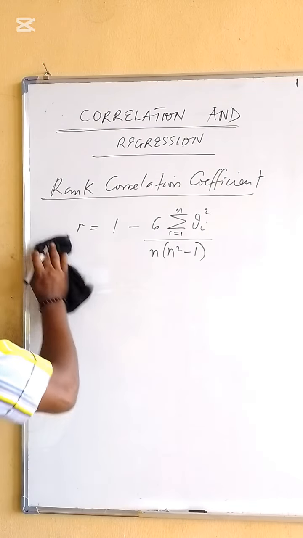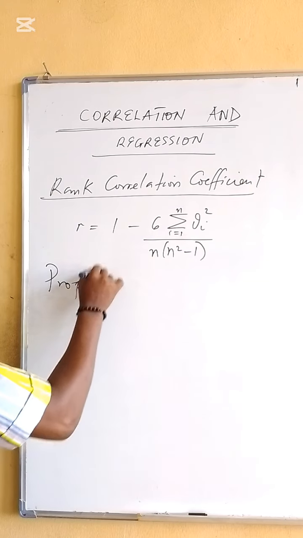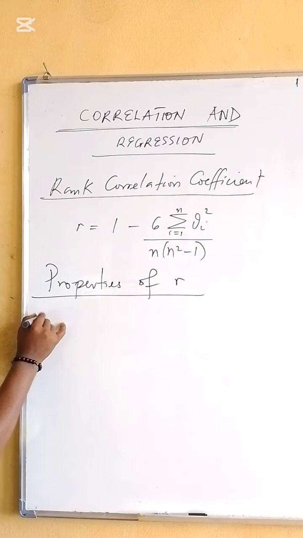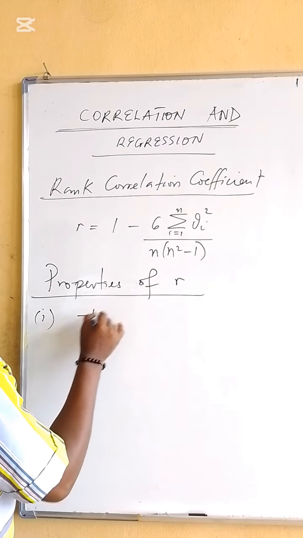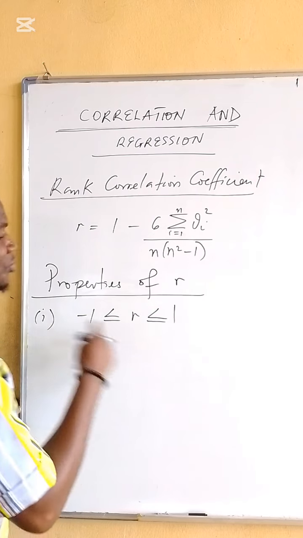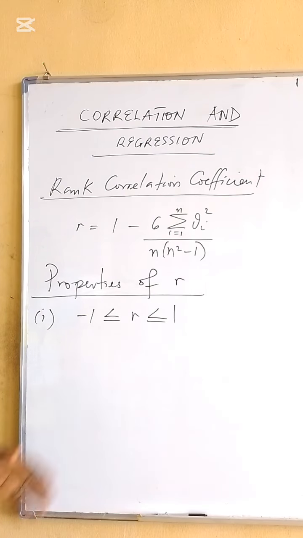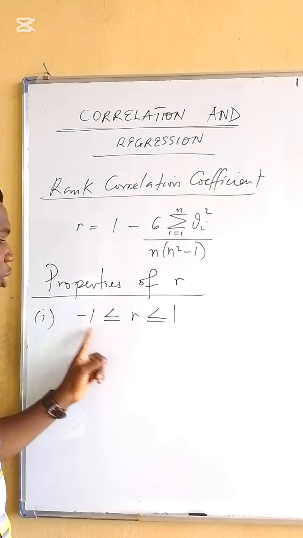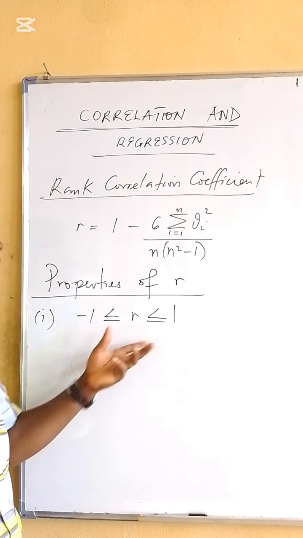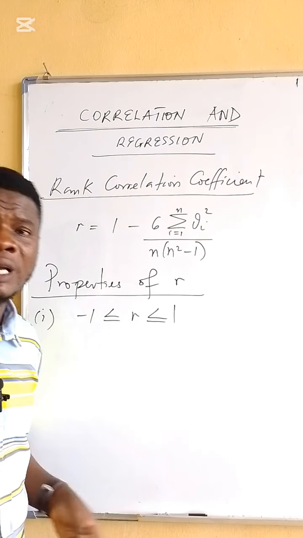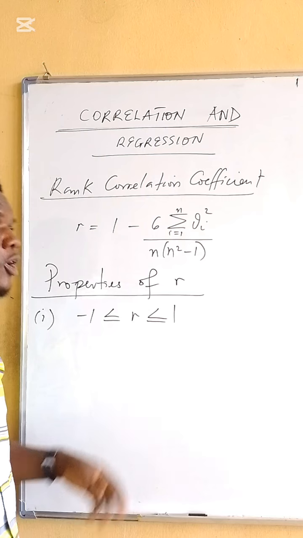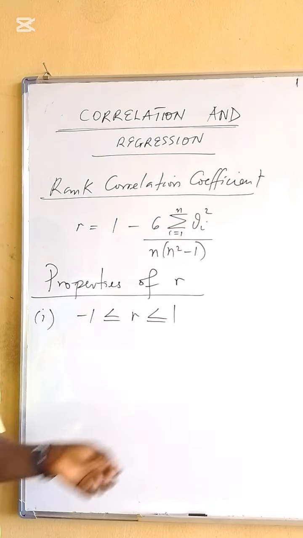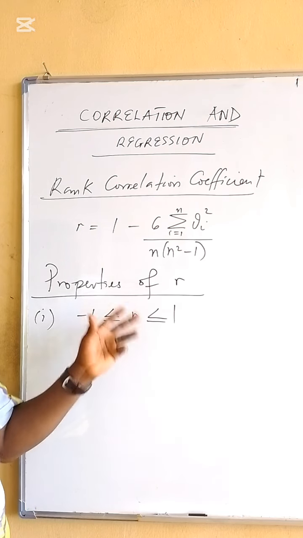That being said, let's take some properties of R. Some properties of the correlation coefficient. Number one, please take note that R must lie between -1 and 1. So if you obtain your correlation coefficient, it must lie between -1 and 1, meaning that your correlation coefficient can never be greater than 1. You cannot have a correlation coefficient of 2 or 1.9 or 1.2 or anything above 1. Neither can you have a correlation coefficient lesser than -1. It must lie between -1 and 1.